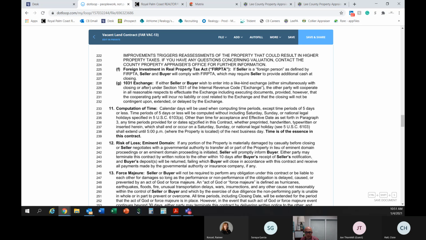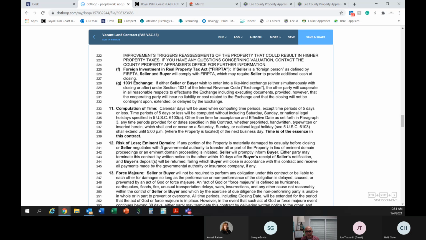And that's where the property is located, so our local time here. Time is of the essence in this contract. So any questions on time, make sure you refer to section 11 of this contract. Any questions on that up until this point?